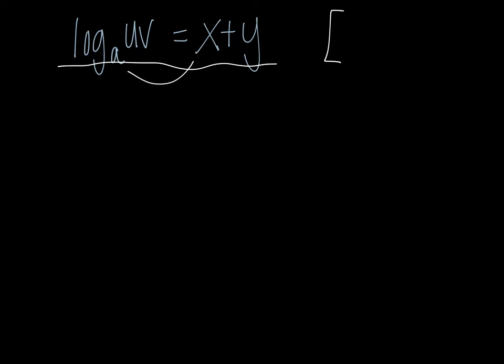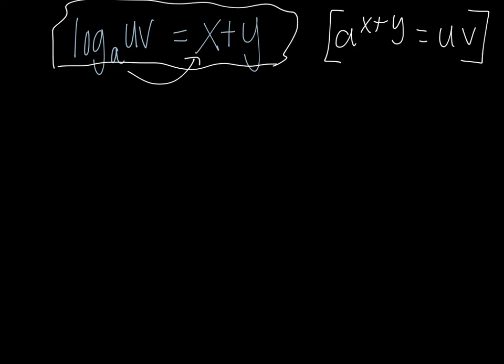Now let's go back to the beginning. In the very beginning of this, I said the log of uv equaled something. Well, just now I proved that uv was the same thing as a to the x plus y, right? So that must mean this. Just as a reminder, the reason is because if I rewrote this in exponential form, it would be a to the x plus y equals uv. And that's exactly what I just stated above. So here it is in logarithmic form.